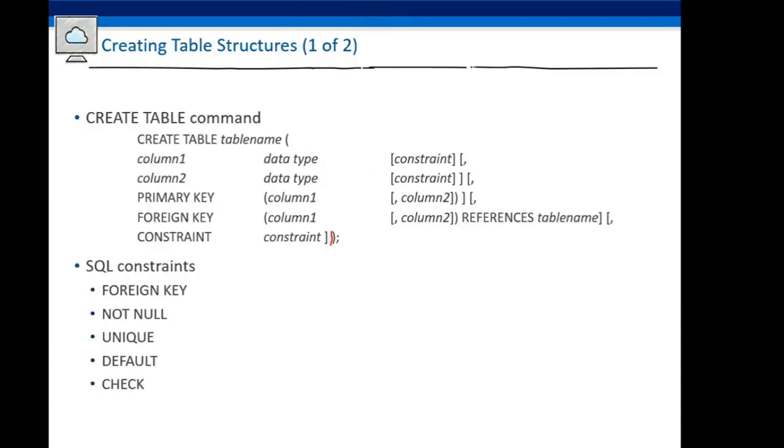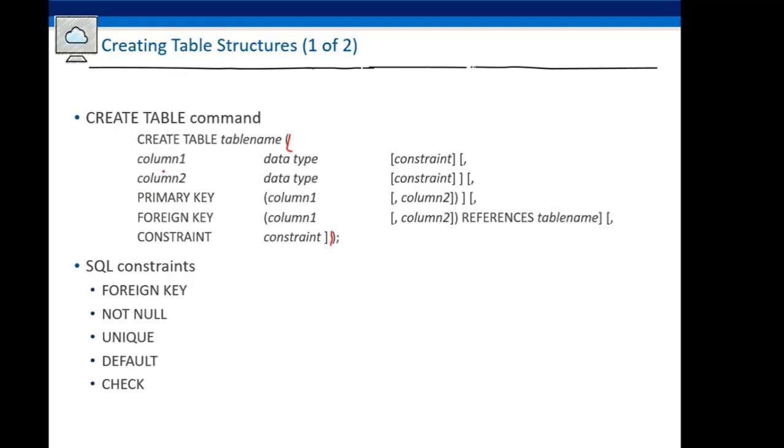Here is the syntax for the create table DDL command. You will start with the keywords create table, assign a table name. A table name must be unique within a database. And then you'll have a pair of parentheses, opening and closing, and inside that are the columns you're defining in the table.